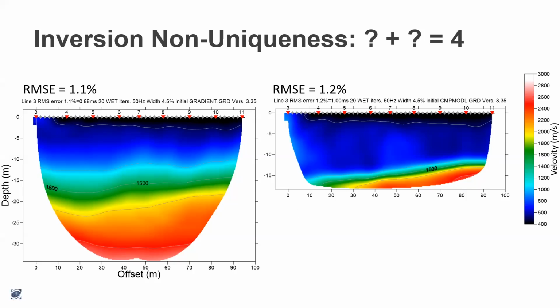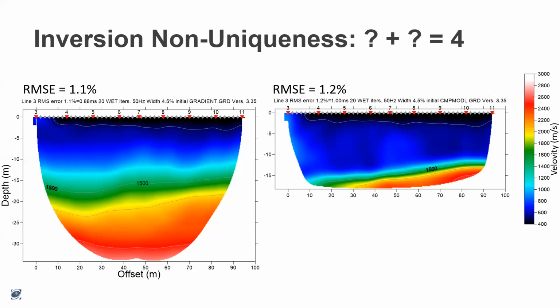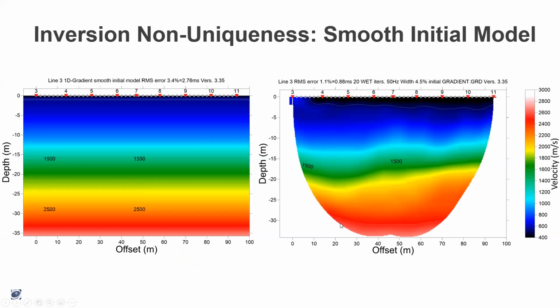So I said I processed it in 2 different ways. How did I get these 2 different models? Well, I used 2 different initial models. The model on the left here is very smooth, and the model on the right has this rapid velocity increase down here. To generate the smooth final model, I used a smooth initial model. So this is a delta TV inversion that's been 1D smooth. And you can see it's resulted in a pretty smooth final model.